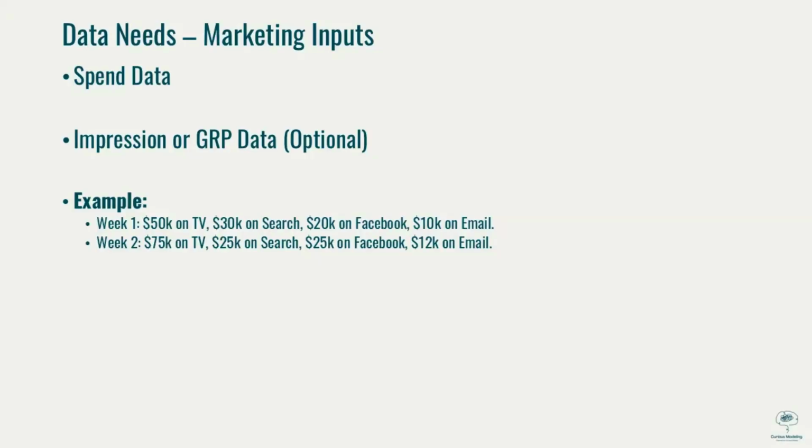So for example, week one, we might have 50 grand on TV, 30 grand on search, 20 grand on Facebook, and 10 grand on email. Week two, we might do 75 on TV, 25 on search, 25 on Facebook, and 12 on email.